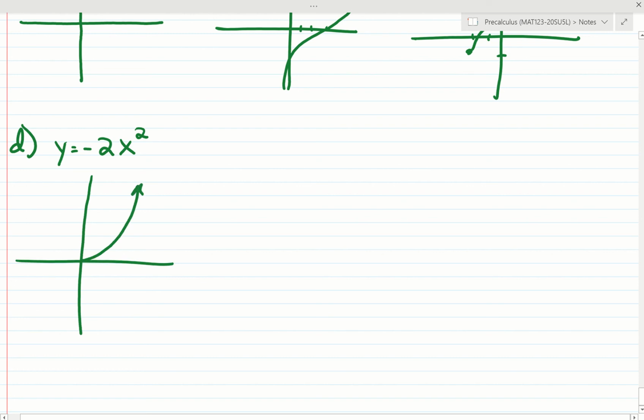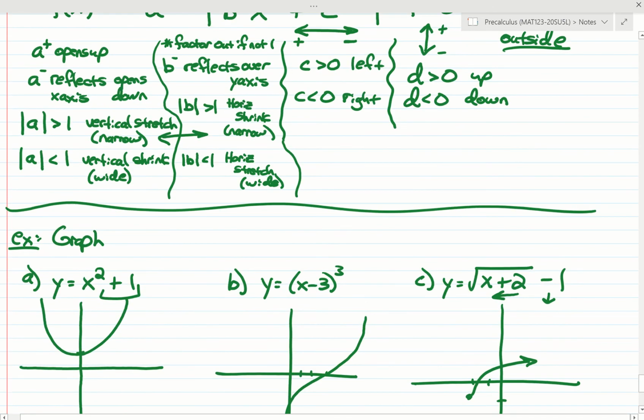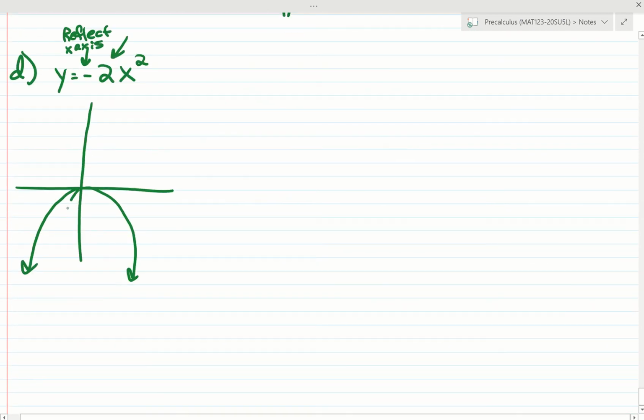X squared looks like this in general. The negative is going to reflect over the x-axis. So the negative does one thing, and the 2 is bigger than 1. So look at our notes. If the outside number is bigger than 1, the graph's going to get narrow. So maybe a better graph would be like this.